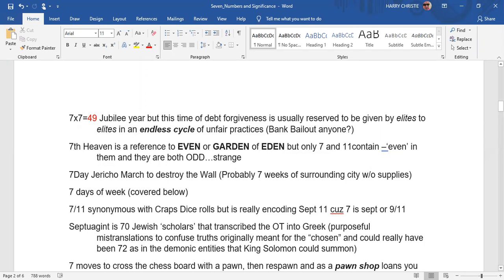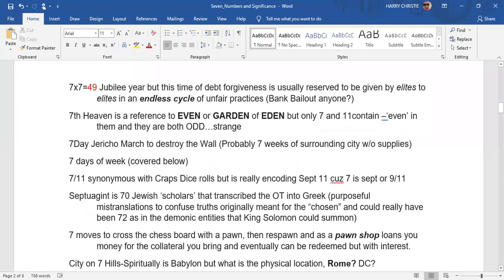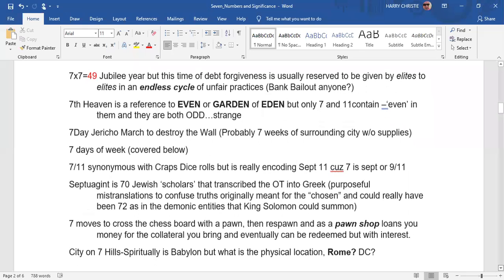So they're telling us that they have a code that they're using, and if our eyes aren't open enough, we're not going to catch it.